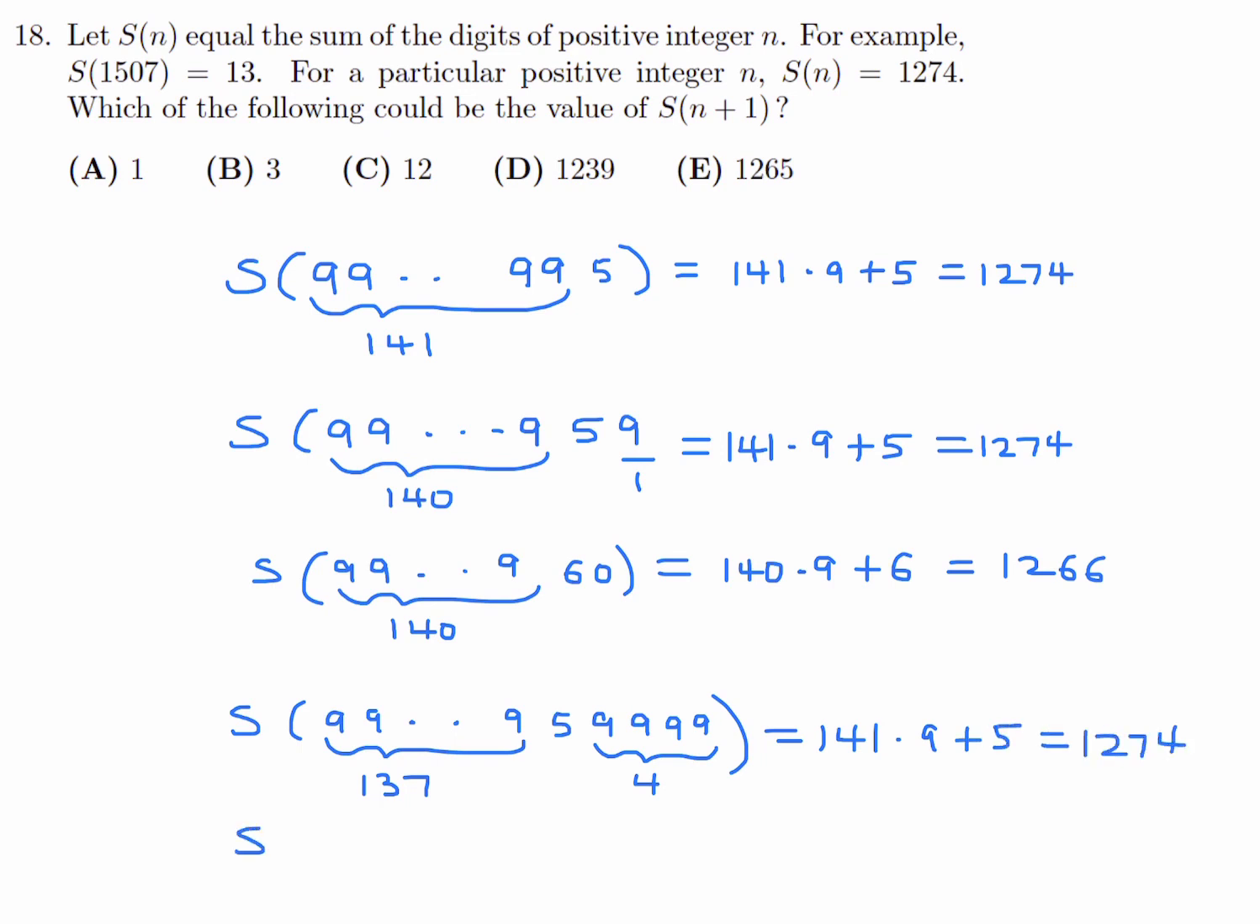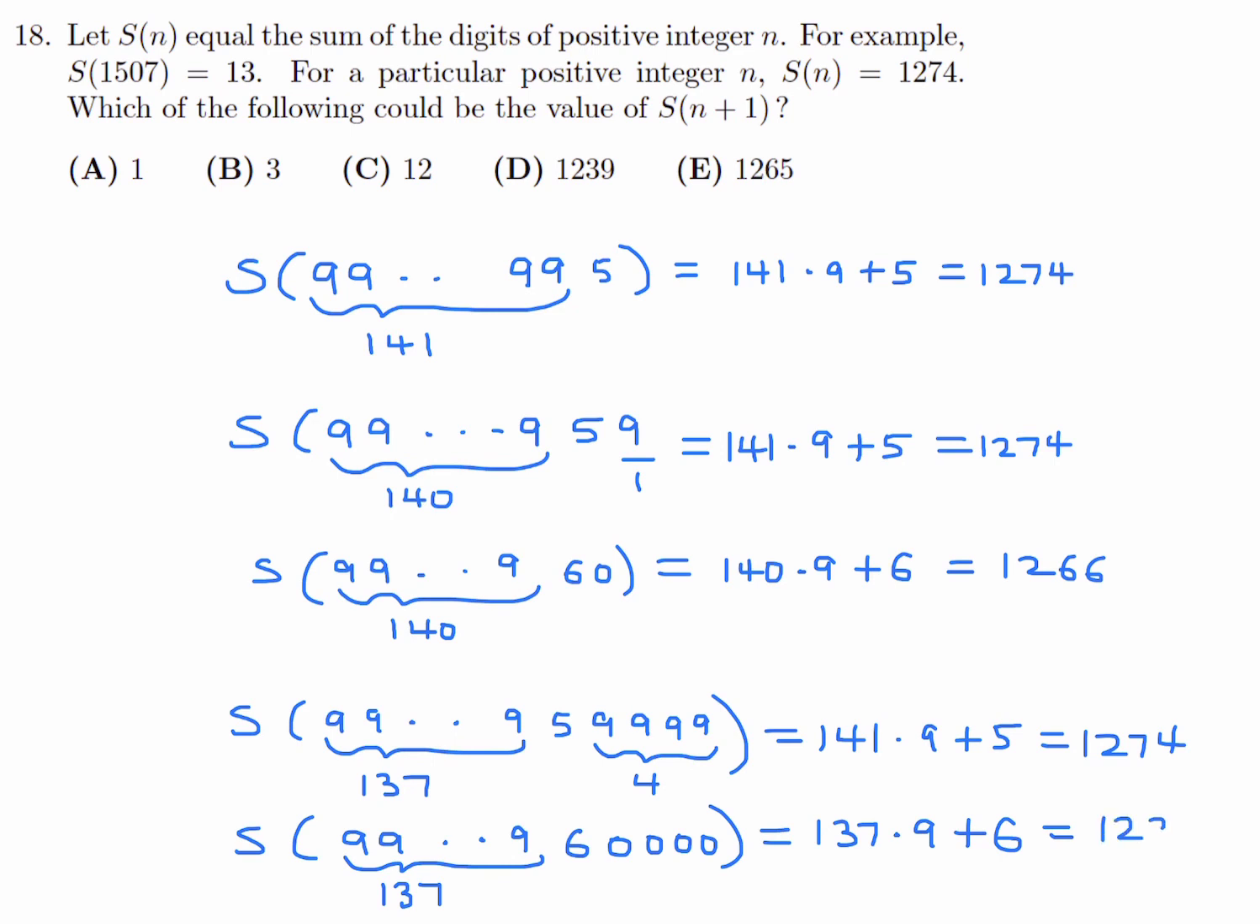But now let's see what happens when I add 1 to this number. When I add 1 to that number, it becomes 99 dot dot dot, 137 of those, but this becomes 60,000. So the sum of the digits would be 137 times 9 plus a 6. And that is 1239. And that is one of the answer choices. It is choice D for number 18.